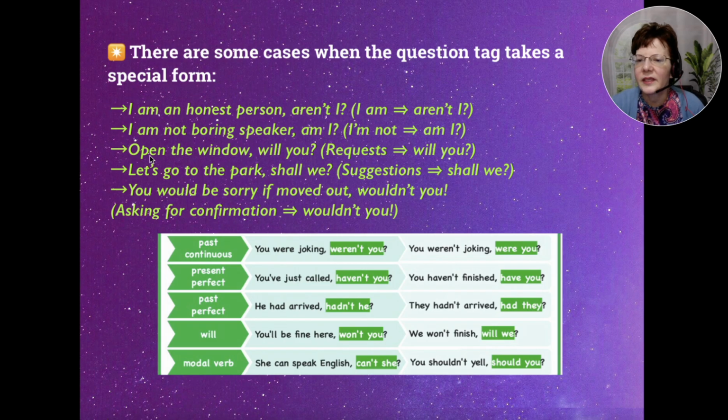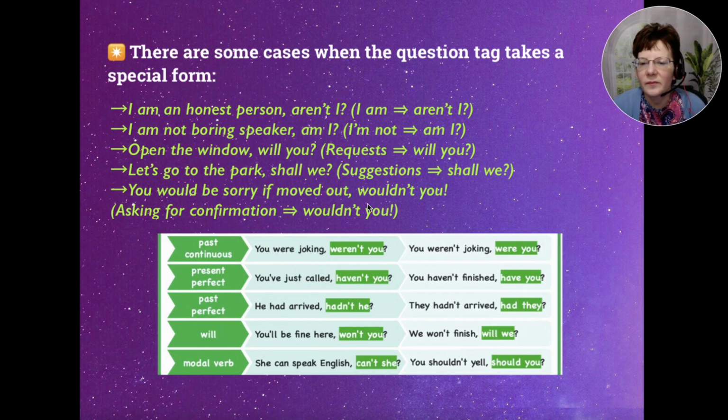Okay, and then we have open the window, will you? So this is an example of a request, will you here. And then let's go to the park, shall we? And this is for suggestions, and shall we is the suggestive part. And then you would be sorry if I moved out, wouldn't you? So it should be I there. Asking for confirmation here when we say wouldn't you.